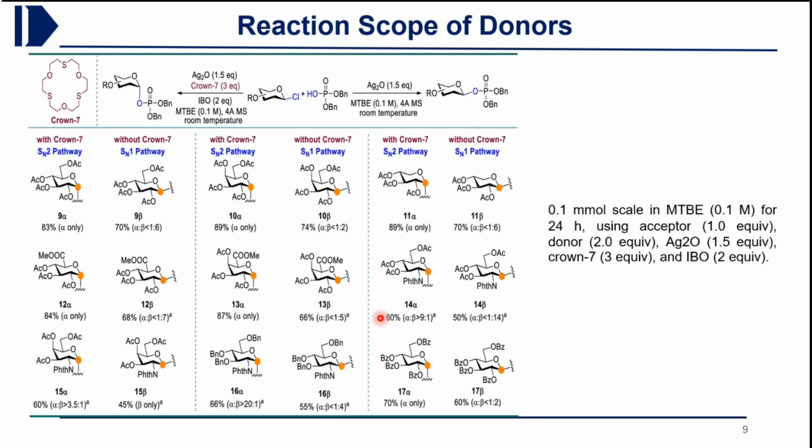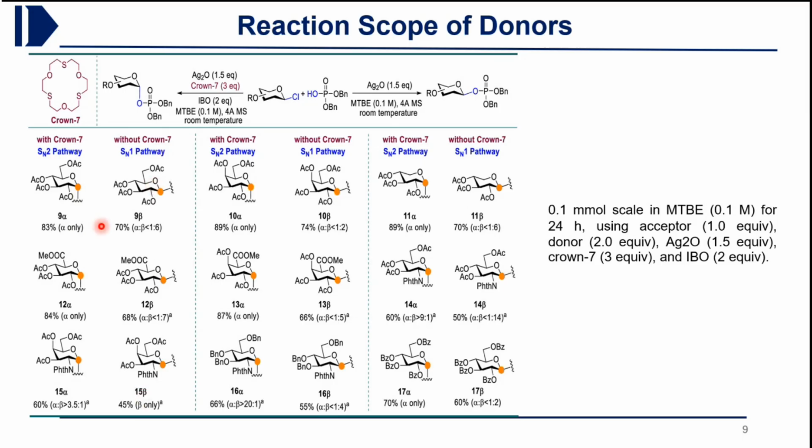Now, reaction scope of donors. Different types of donors they have tried. Like with crown 7 they have tried, and they have taken the yield of these compounds, like alpha and beta. Without crown 7 also they have tried.